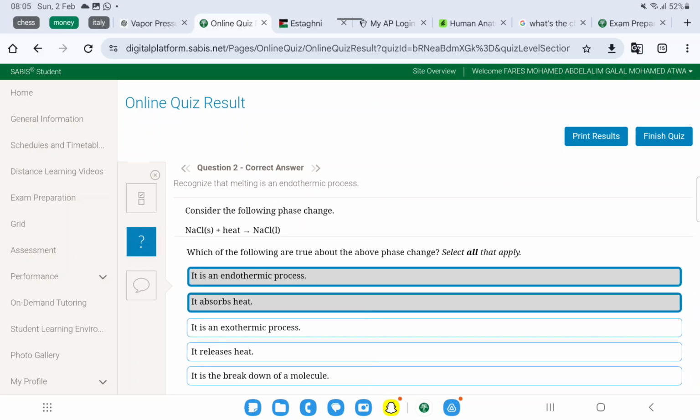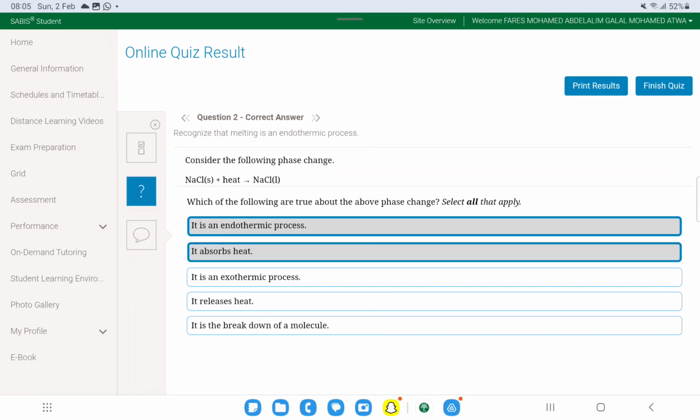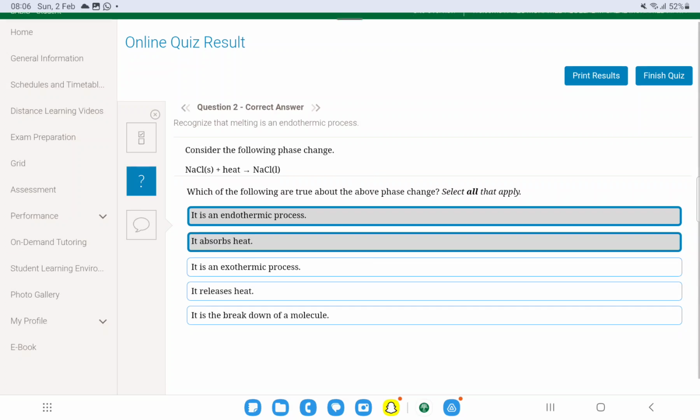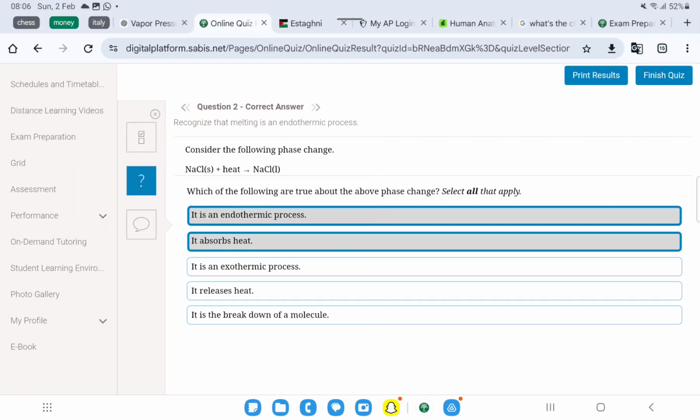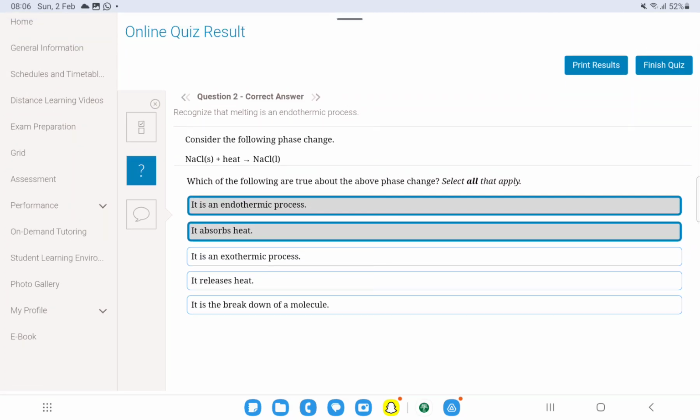Consider the following phase change. NaCl plus heat produces NaCl liquid. Here the heat is in the reactant side, so it is an endothermic reaction and it absorbs heat. If it was an exothermic process, the heat would be in the product side instead of the reactant side. And the same thing for if it were to release heat. And it's not breakdown, it's just a phase change.